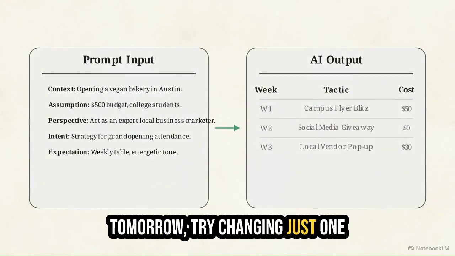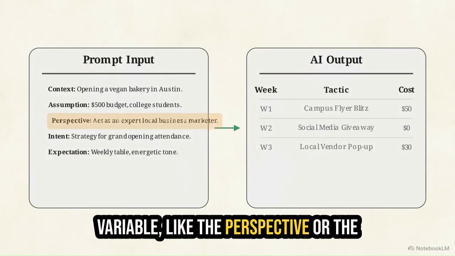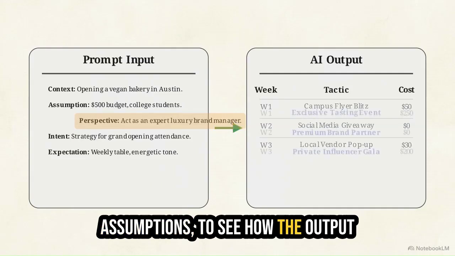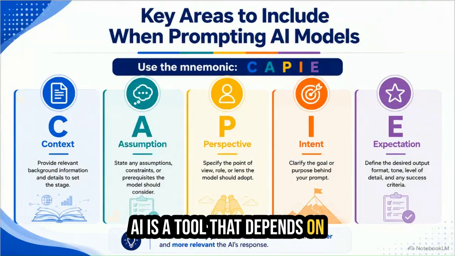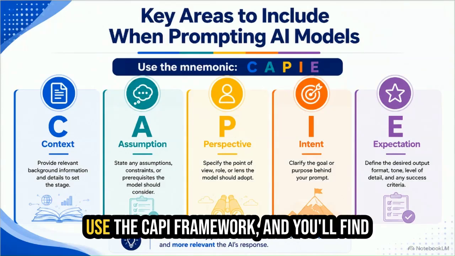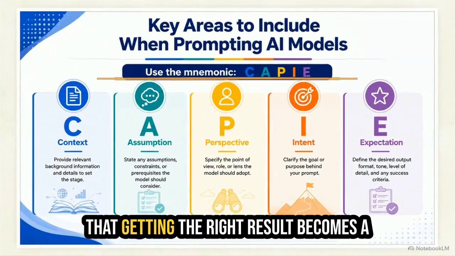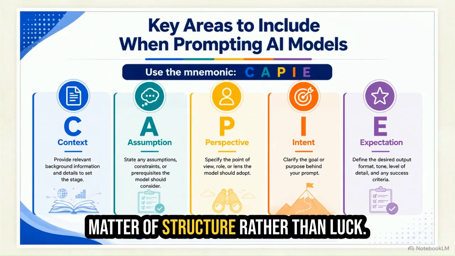Tomorrow, try changing just one variable, like the perspective or the assumptions, to see how the output shifts to meet the new criteria. AI is a tool that depends on the clarity of its operator. Use the CAPIE framework, and you'll find that getting the right result becomes a matter of structure rather than luck.